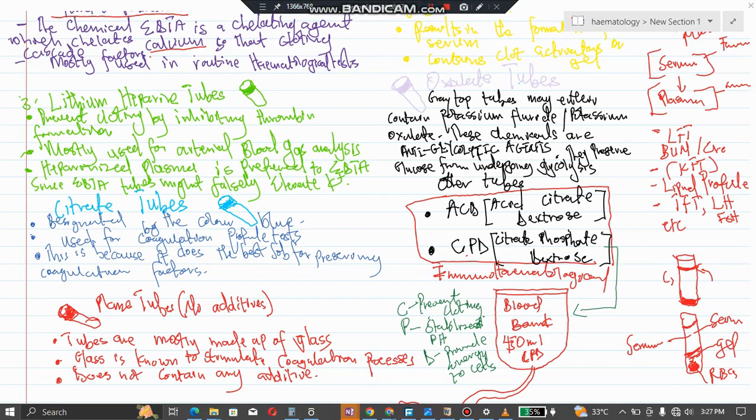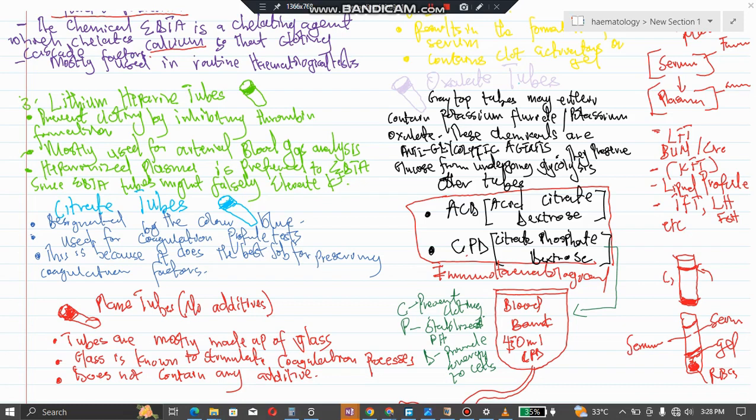So we have the lithium heparin tubes. The lithium heparin tube is mostly designated with a green stopper, and it also prevents clotting by inhibiting thrombin. Thrombin too is an essential component in the coagulation process, therefore the inhibition of thrombin prevents blood from clotting. It is mostly used for arterial blood gases. So this particular tube is mostly used in the clinical laboratory setting for arterial blood gases.